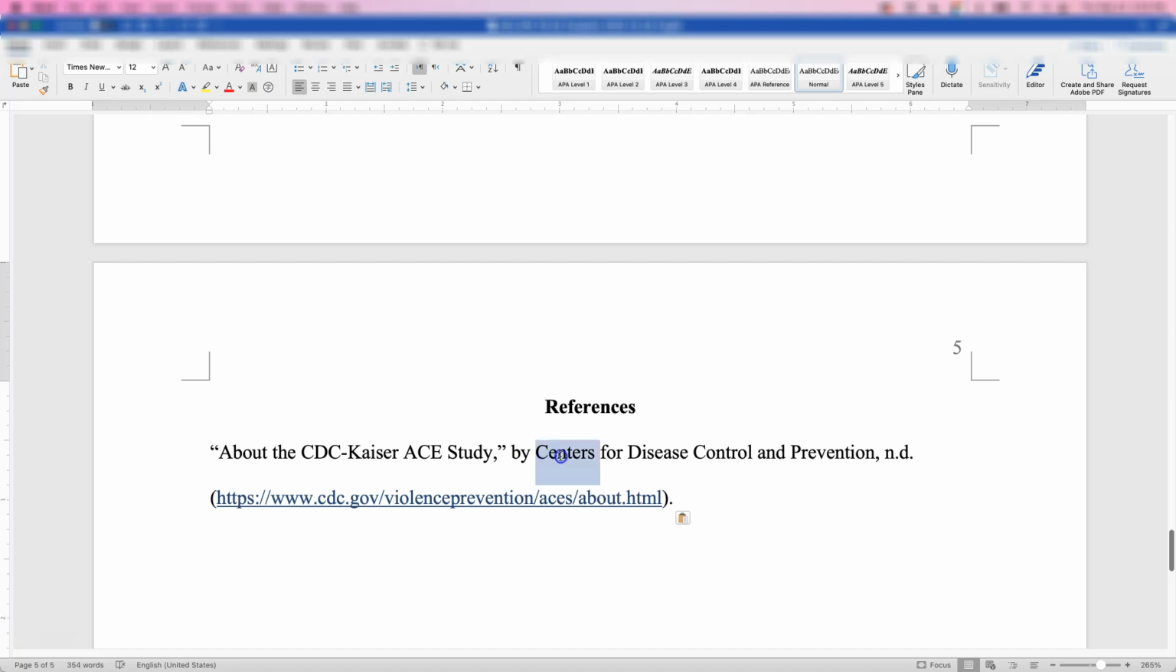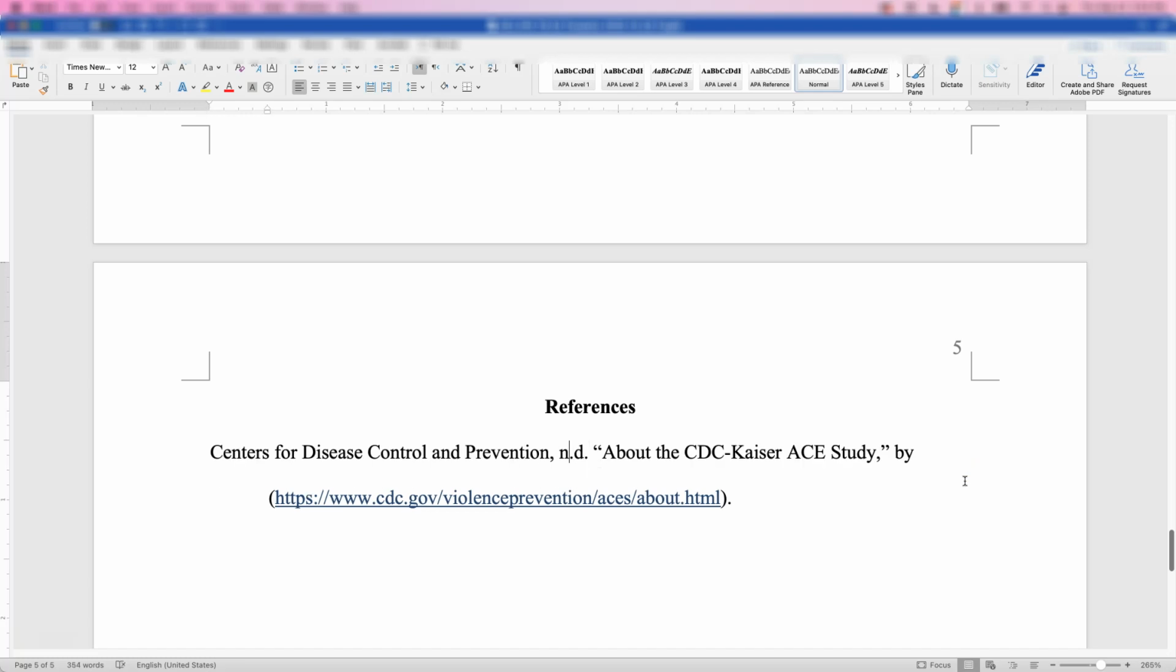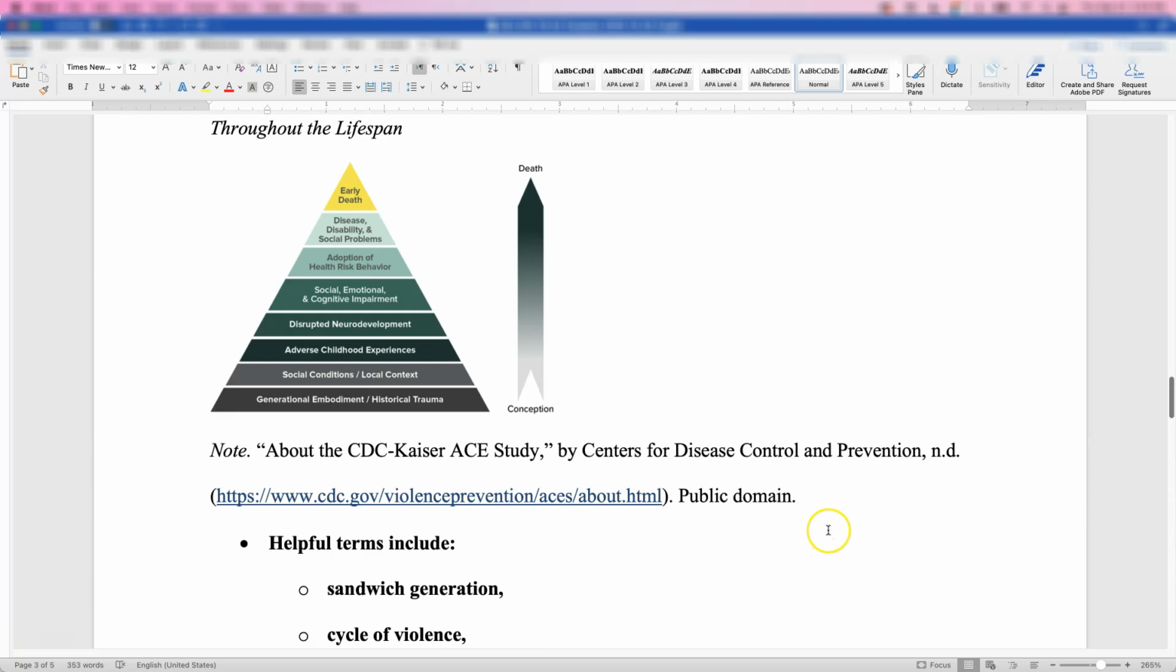So remember, anything that you are citing or referencing should be listed in your references section. All right, Centers for Disease Control and Prevention, that's our author. The publication information, in this case saying we don't have a date, goes in parentheses there. And then here, study will not be a proper noun, so that's why it's in lowercase. And then we include the link. And there we have it. We have our corresponding reference entry for this image that we have included here.